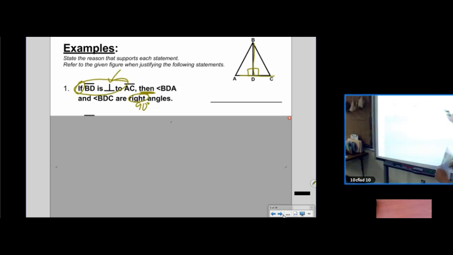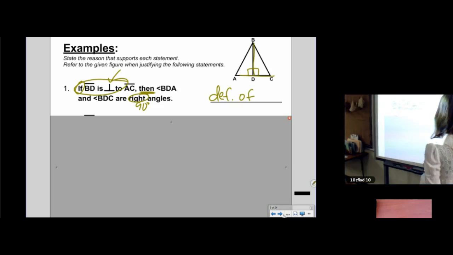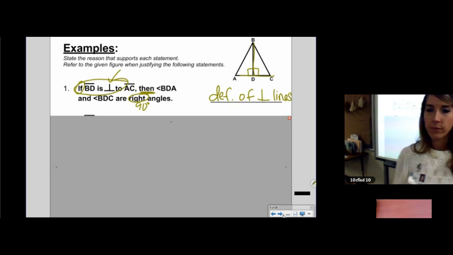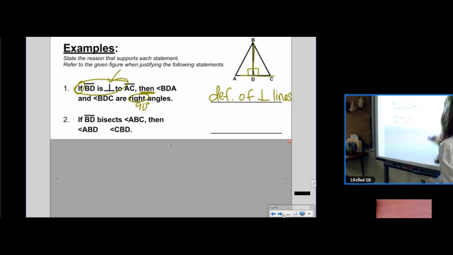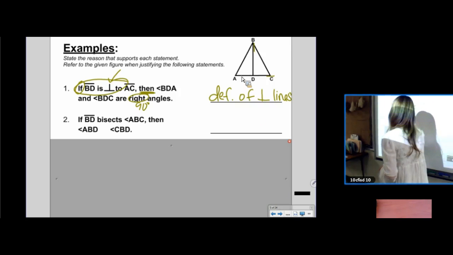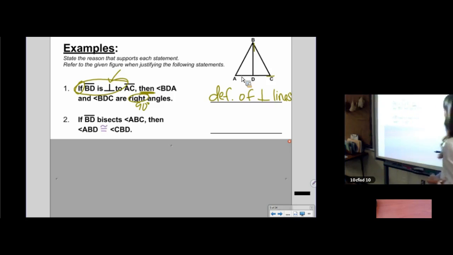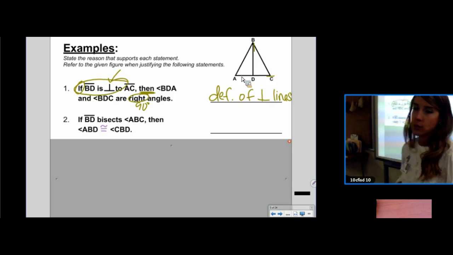That's my justification. And you're allowed to abbreviate definition of perpendicular line. Let's try another one. If BD bisects angle ABC, we lost some. When I opened this up, it lost some symbols in it. If BD bisects angle ABC, then angle ABD is congruent to angle CBD.